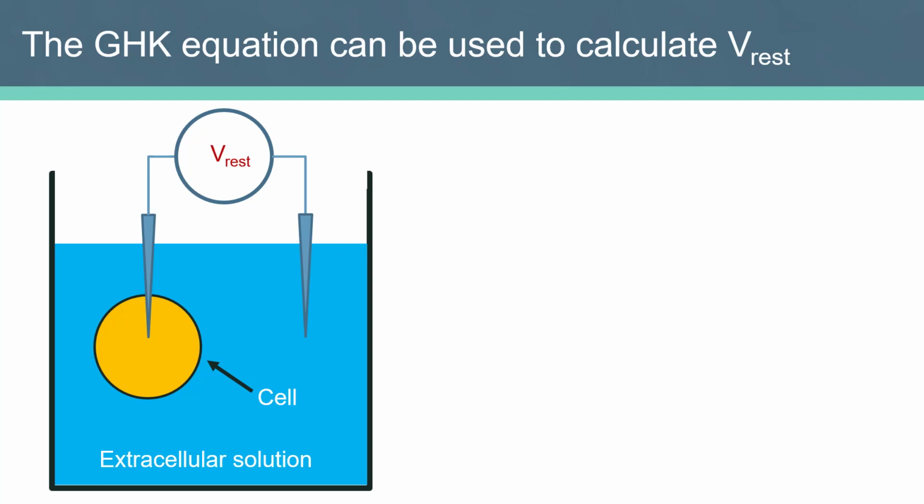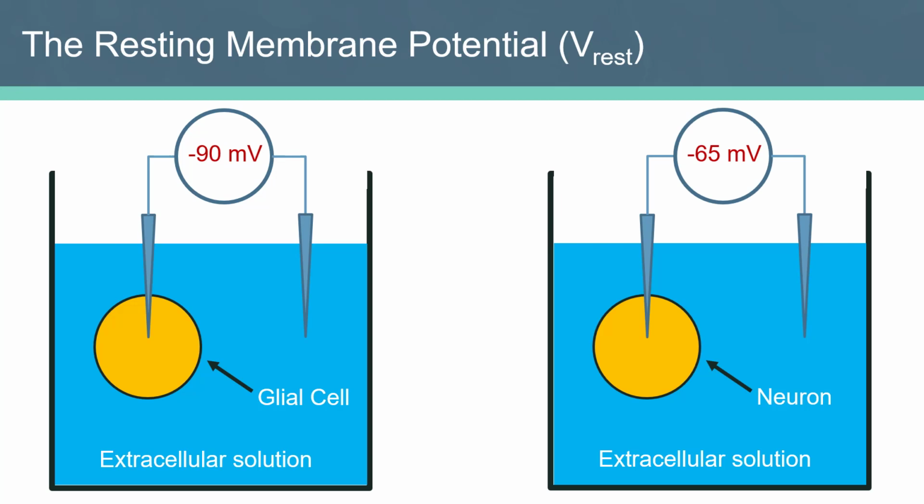The topic of this video is the Goldman-Hodgkin-Katz equation, which can be used to calculate the resting membrane potential of a cell. Before we dive into the equation, there is some background information we need to go over. The resting membrane potential of all living cells is negative, but it can vary quite a bit between different cell types. For example, the resting membrane potential of a glial cell, a cell that provides support for neurons, is about negative 90 millivolts. In contrast, the resting membrane potential of a neuron is about negative 65 millivolts.